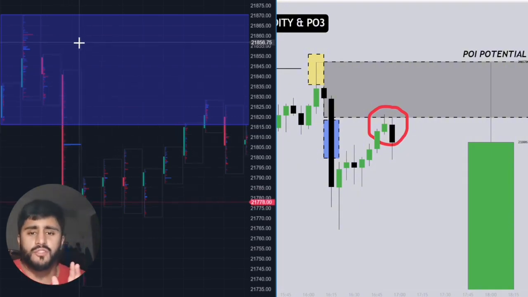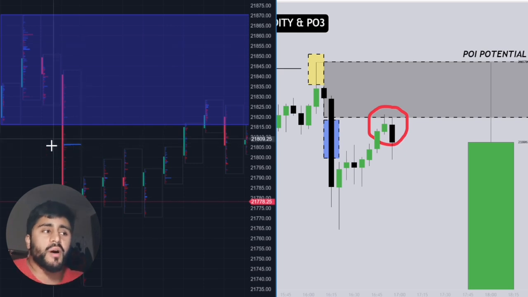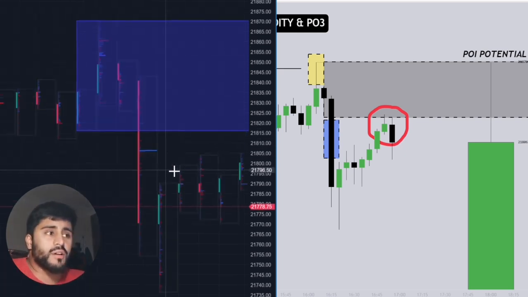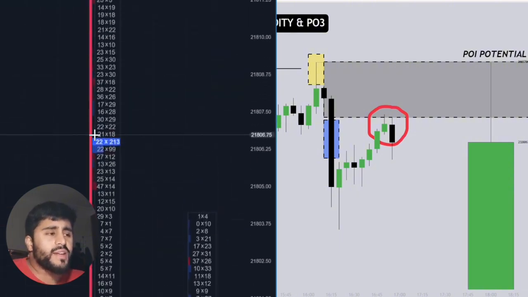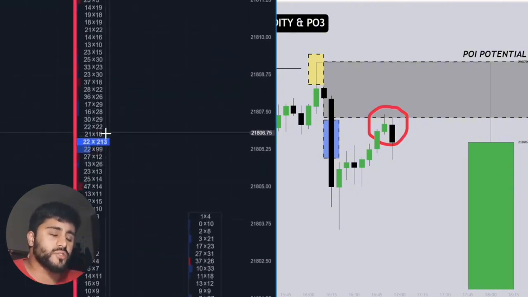So the candle is red, but you can see a massive buyer. The reason I can see that without even reading the numbers is that we see a delta outlier, a blue delta outlier. What's interesting is when we go into this, we can see 22 for 213. So immediately, what does that tell you about the buyers in this case?